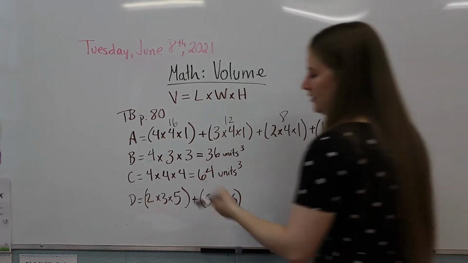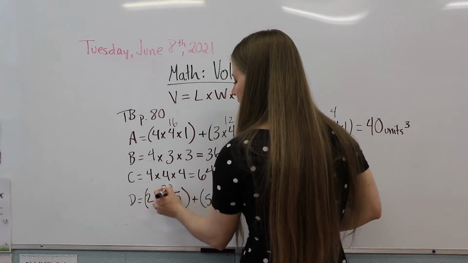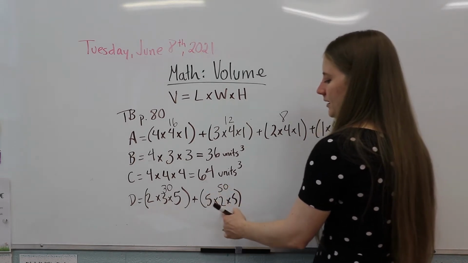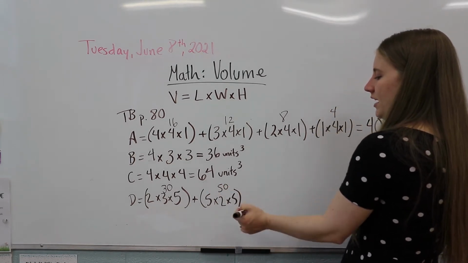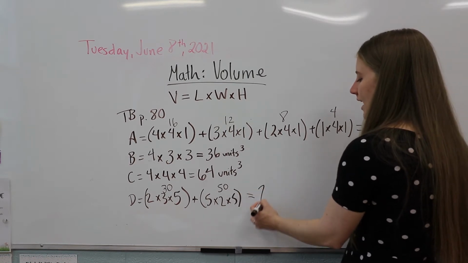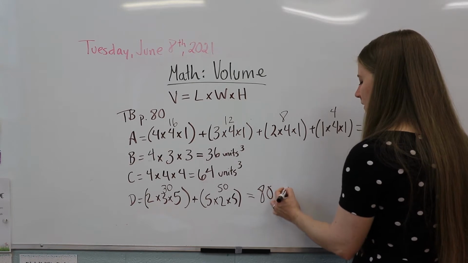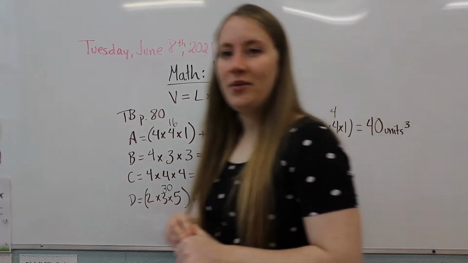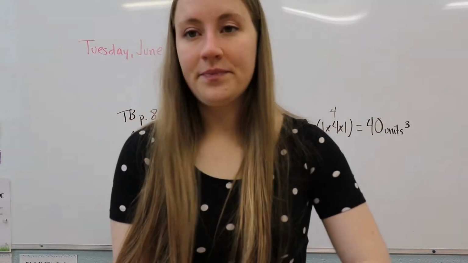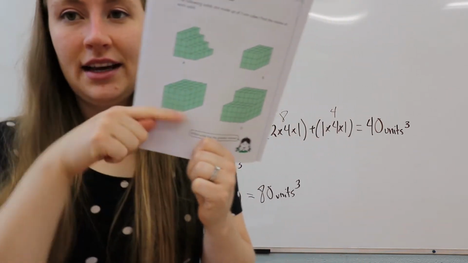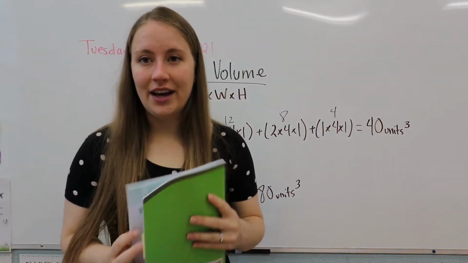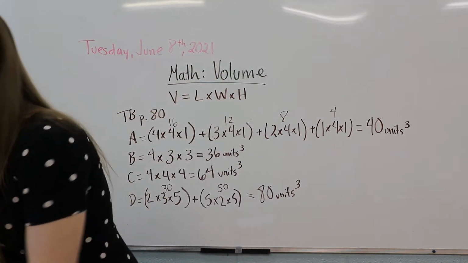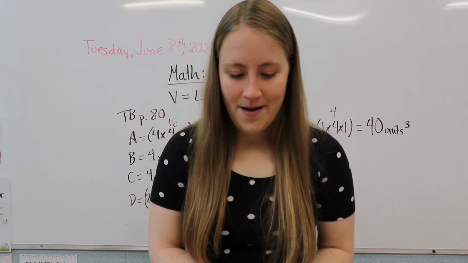And then we'll do the multiplication in the brackets. So this is 30, okay, because 6 times 5 is 30, and this is 50, okay, because 5 times 2 is 10, times 5 is 50. So our total will be 80 units cubed. Okay. So do you see how that works? So when we're given a shape, we can evaluate the length and width and height to find the volume, okay? And that should hopefully be review from last year when you first were introduced to the volume formula, okay?